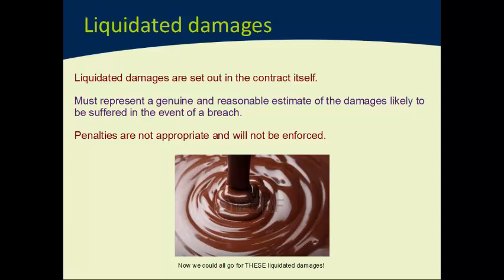Any of you who've studied economics will know that in economic terms, liquidity, or the quality of being liquid, is all about being reduced to cash. So liquid assets are cash assets. The word liquidated is being used in that sense here. Liquidated damages occur when the contract itself sets out what the harm is going to be, what the damages are going to be in the case of a breach.